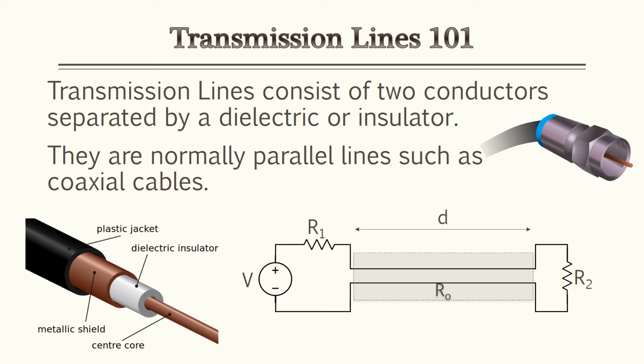You're going to see the distance, which is represented by D, and that's the distance of the cable from the source to the load. You see R sub O, which is the characteristic impedance, R1, which is our source resistance, R2, which is our load resistance. And we'll go over some more of that in the examples.